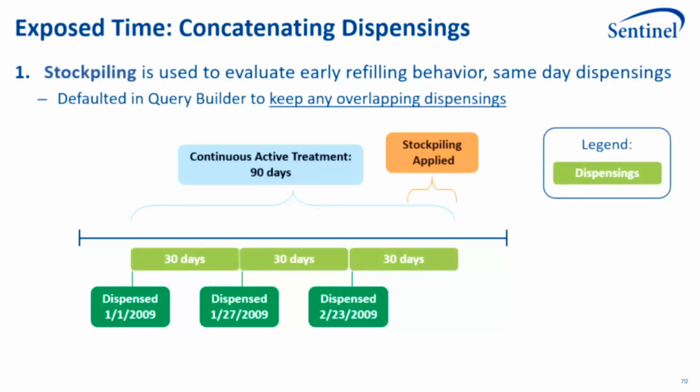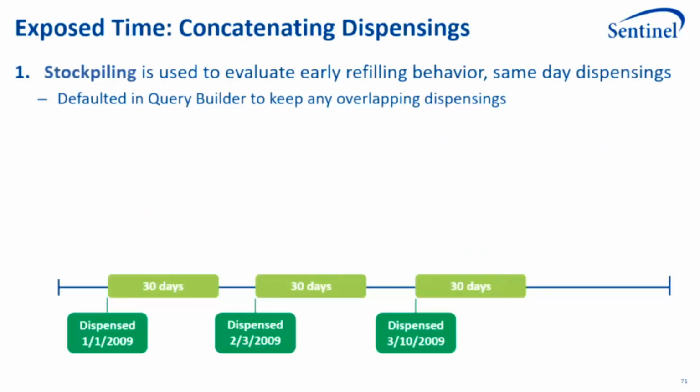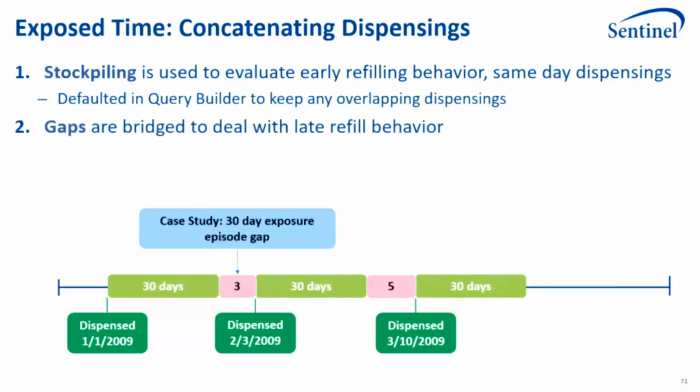And so this is, again, in the query builder defaulted to keep all of the overlapping dispensings, but is an option in the actual program that you can throw them away if you decided you didn't want to use them. So once we've figured out our stockpiling, the second step that we have to deal with are what we think of as the gaps. Now, gaps come into play when somebody has a late refill behavior. So say they pick up a 30-day prescription for their typical antipsychotic in this case, and then they're late to pick up their next dispensing.